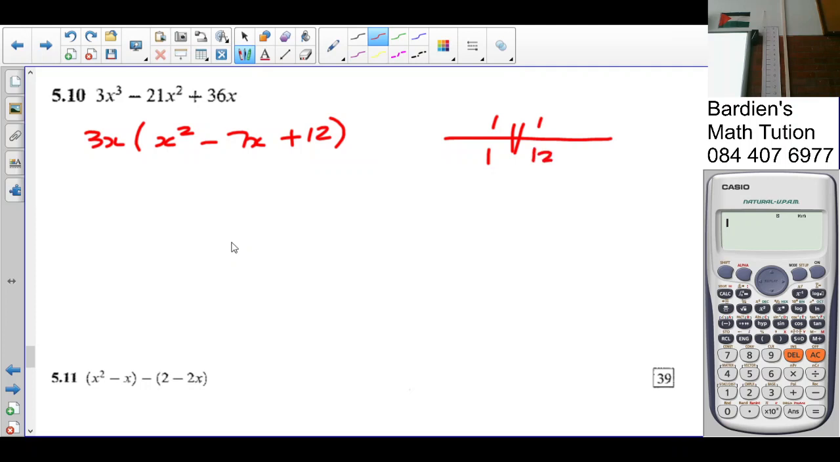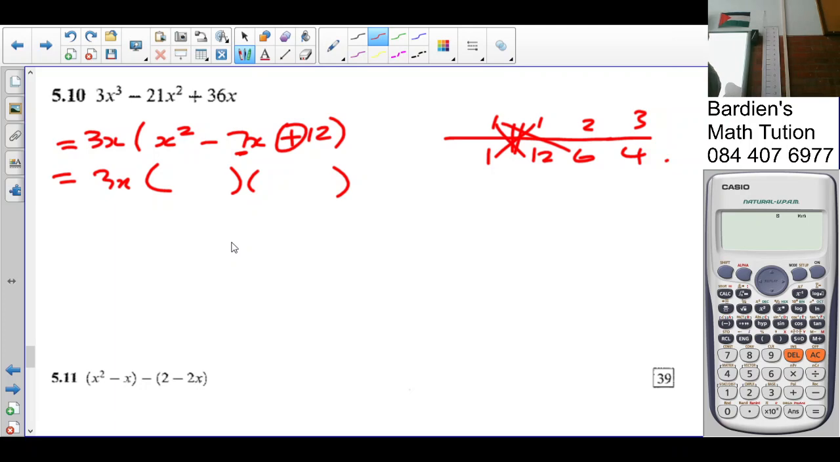Right, so 1 and 12, 2 and 6, 3 and 4. Do you add or subtract our factors? You add them, because that's plus. So it's 3x into: 1 times 12 is 12, 1 times 1 is 1. 12 plus 1 is 13. I'm looking for 7. 1 times 6 is 6, 1 times 2 is 2, 6 plus 2 is 8. I'm looking for 7.